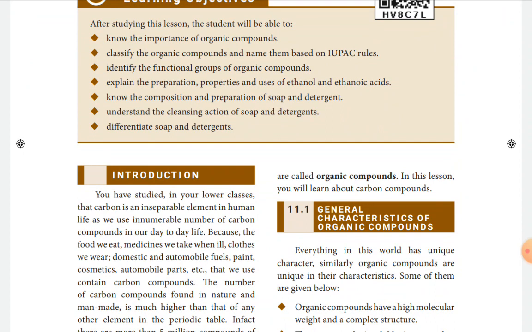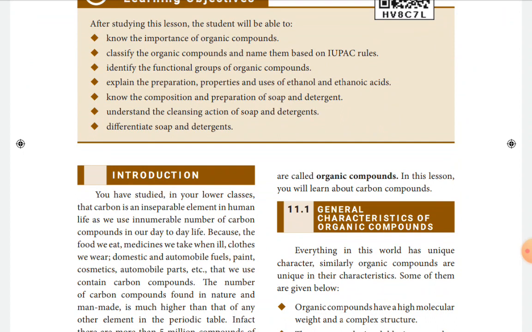Also, my dear students, what is the percentage of carbon in the earth crust? The earth crust contains only a very minimum amount, 0.032% carbon, in the form of carbonate, coal, petroleum, like that.